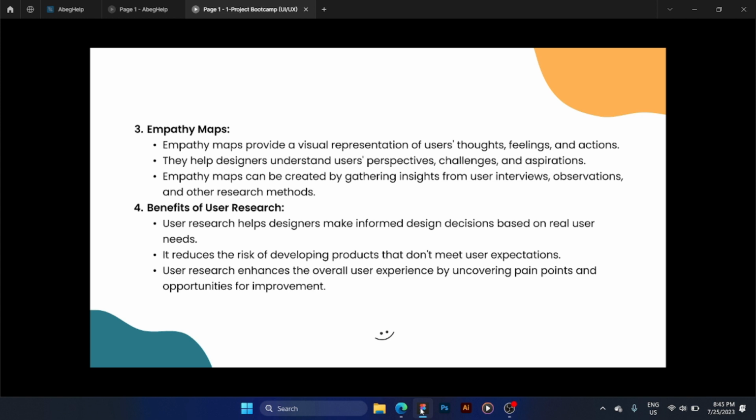Another thing is that user research enhances the overall user experience by uncovering pain points and opportunities for improvement. Very simple: it is about the user, trying to solve problems. We are not just designing because we want to design. You may want to start creating things for phones, but calm down. There is so much for you to learn before you go into all of that.